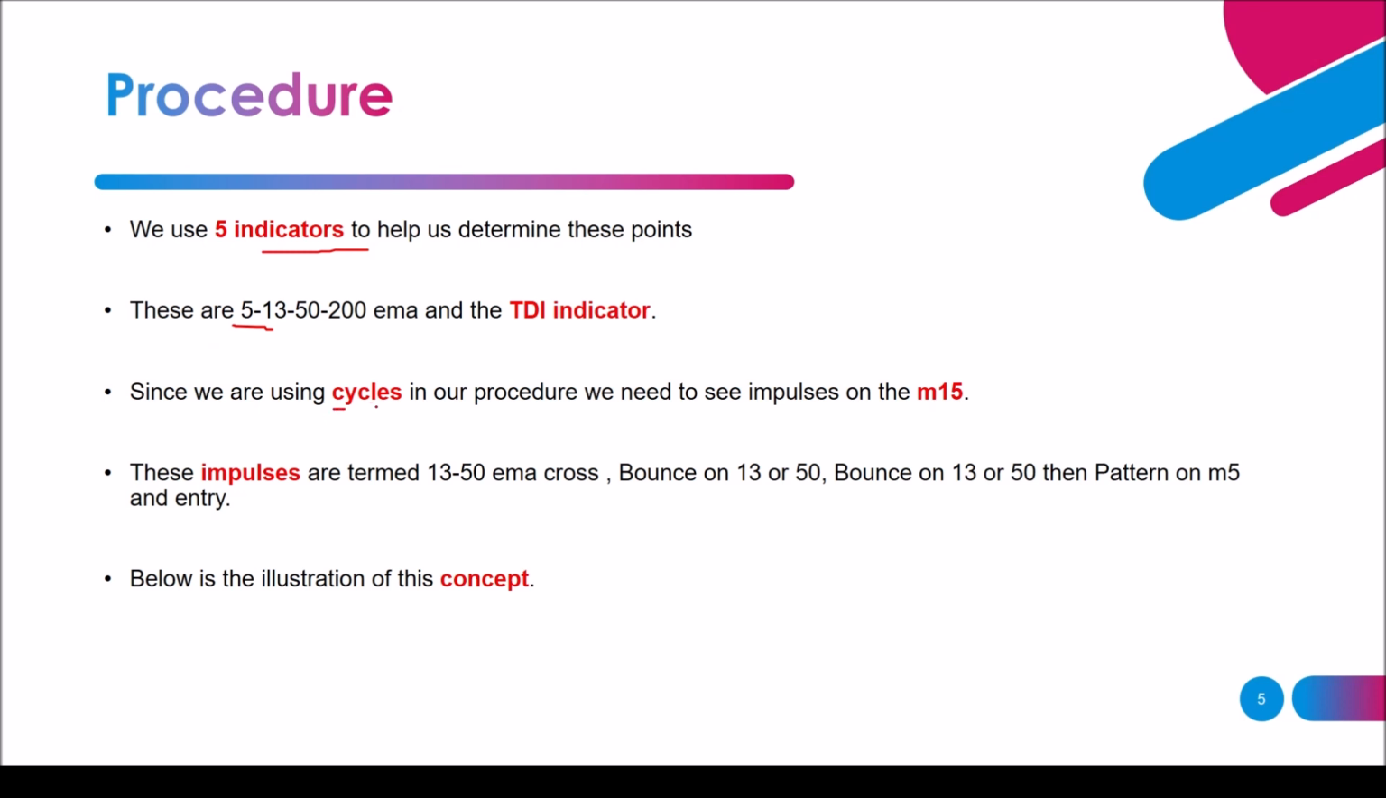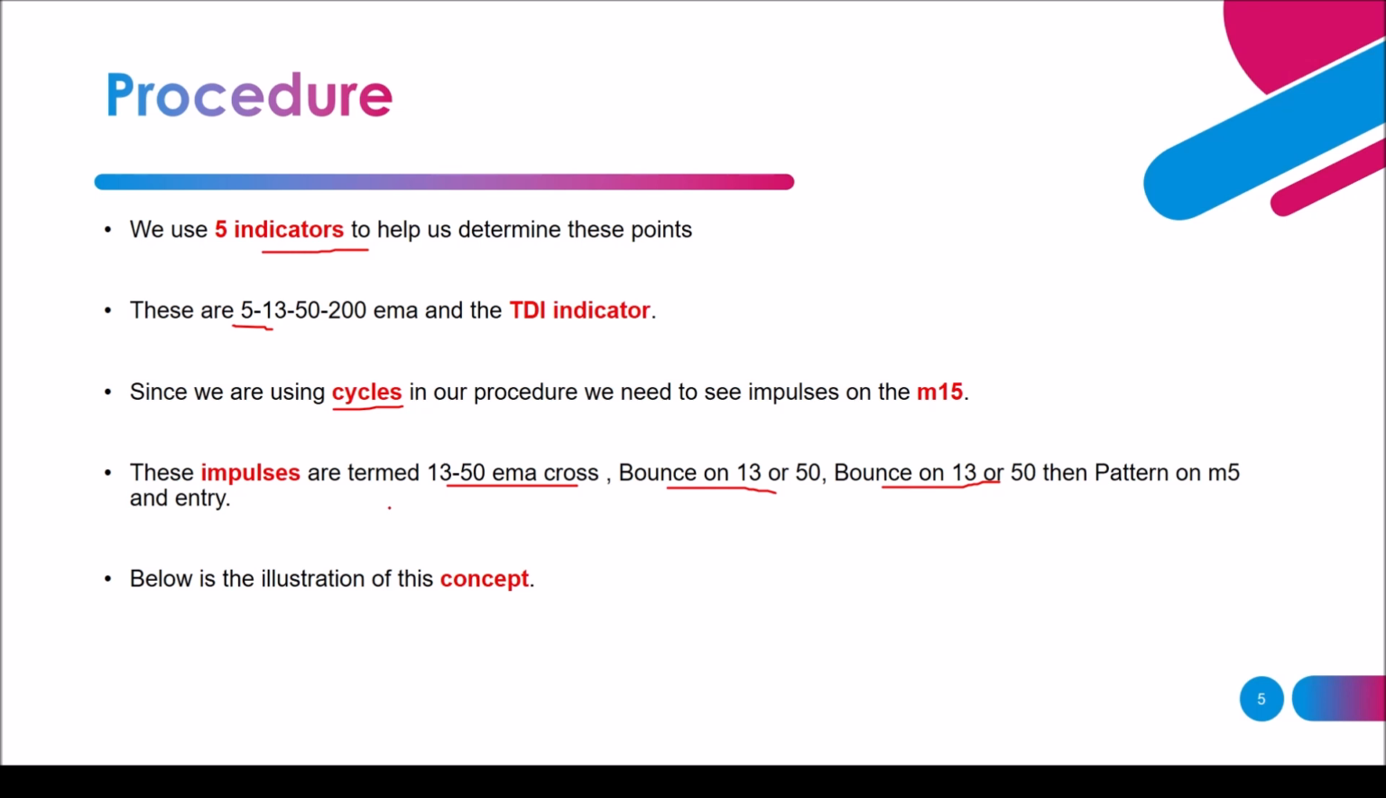Since we are using cycles in our procedure, we need to see impulses on the M15 time frame. On that note, we are saying the time frame of observation for this particular strategy is the M15 time frame. These impulses are termed 1350 cross, a bounce on 13 or 50, bounce on 13 or 50, then pattern on M5 and entry. I'll repeat that again.